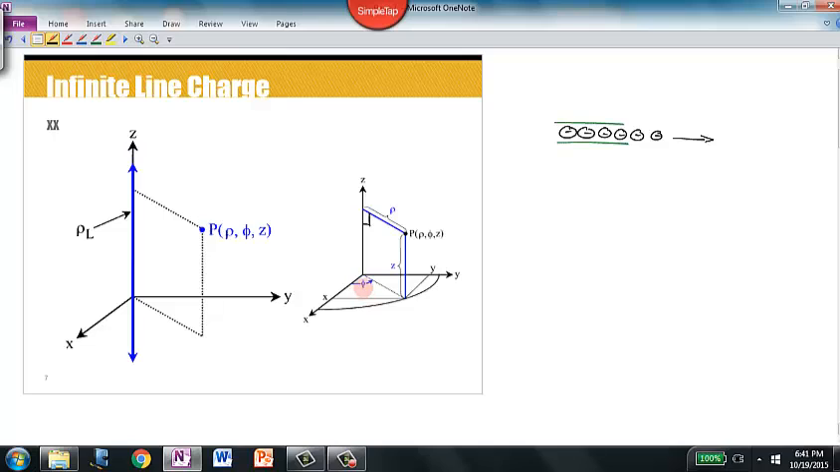Phi is the rotation measured from the positive x-axis to a projection of rho onto the xy plane. So that's phi right there. And then, of course, z is just the height of the point above the xy plane, so it's how far up in the z direction it is. And so we have a point that is a function of rho, phi, and z. We'll be using this coordinate system to solve the infinite line problem.